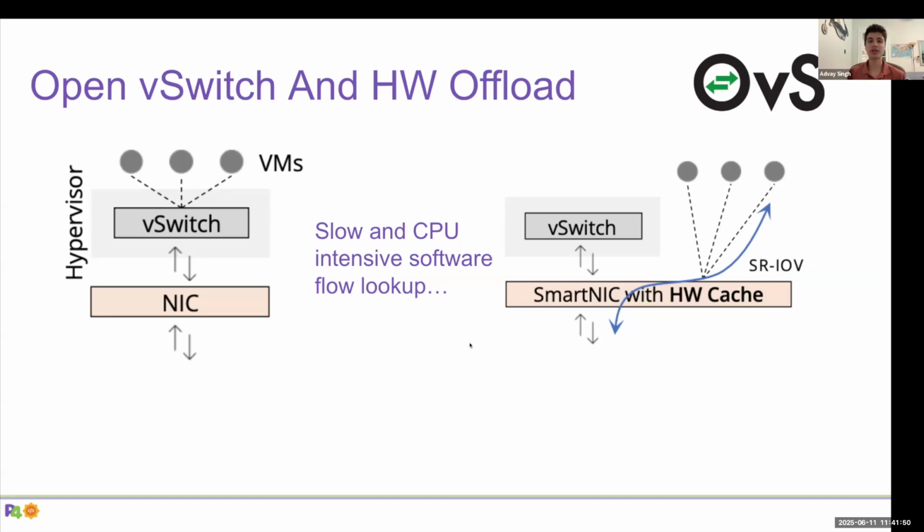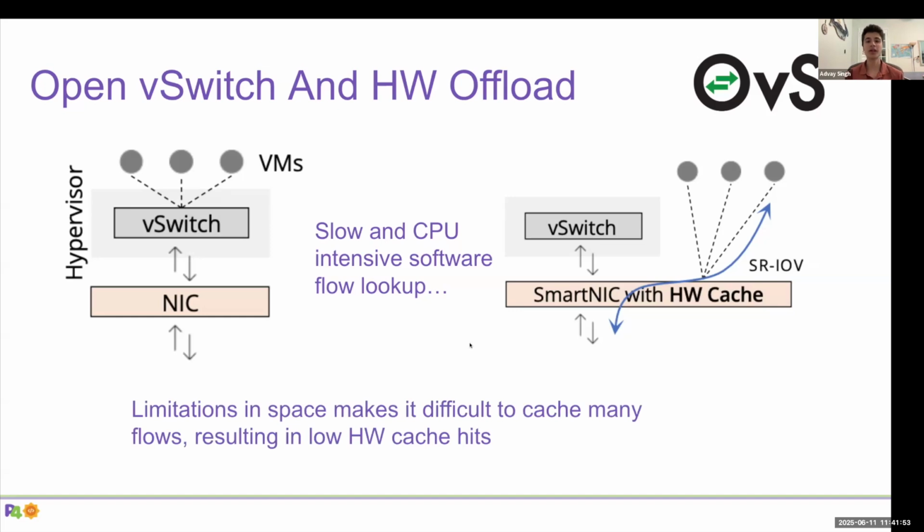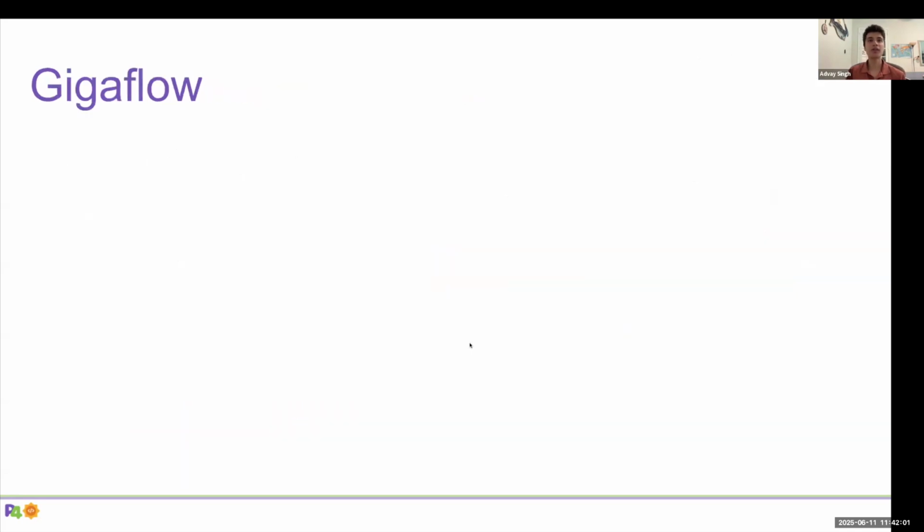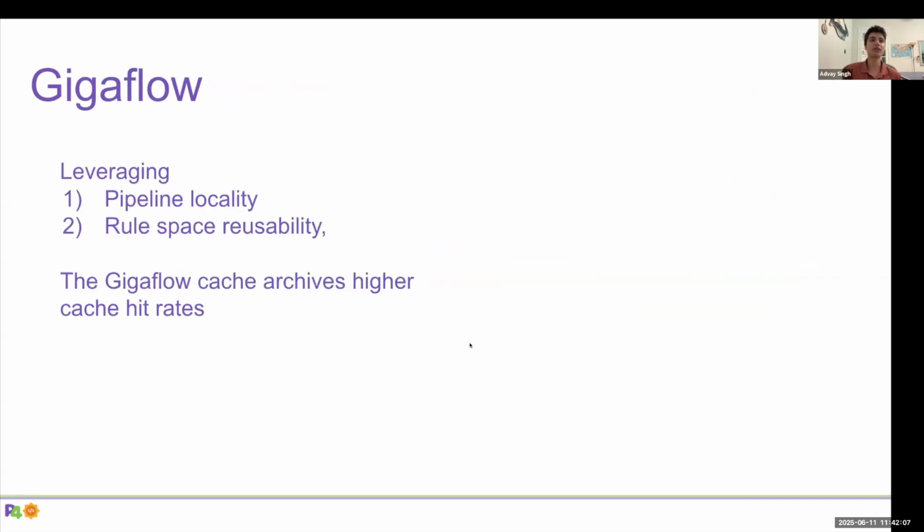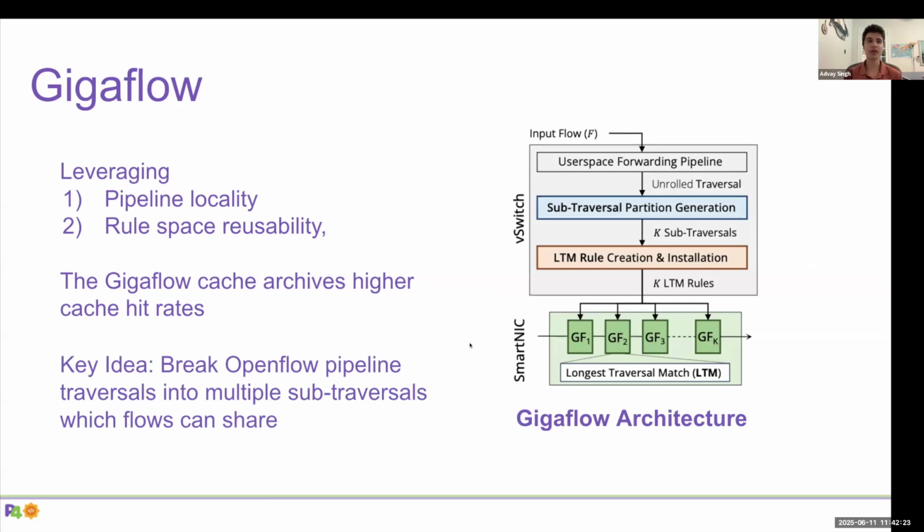However, there's still a problem with this. These accelerators don't have nearly as much space as a normal CPU. Due to that, there are a lot of hardware cache misses, especially when there's less traffic locality in the network. So something called GigaFlow has been developed, which is a much higher accuracy hardware cache. GigaFlow leverages pipeline locality, which is the locality of the traversal within the pipeline, and also rules-based reusability. The key idea of GigaFlow is to break the OpenFlow pipeline traversals into multiple sub-traversals, which the flows can share.